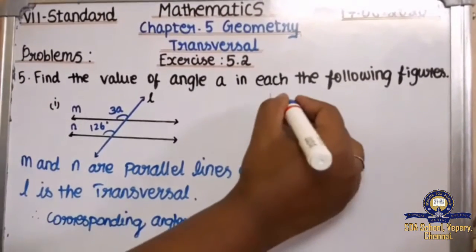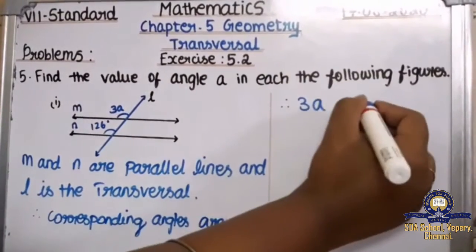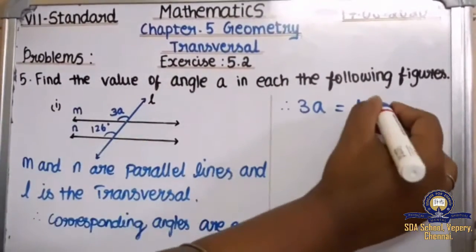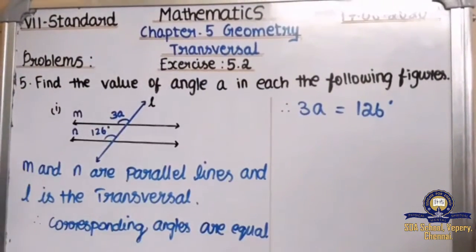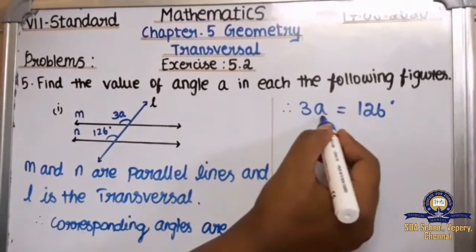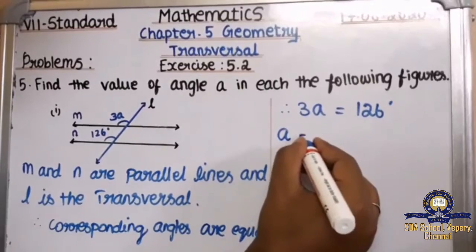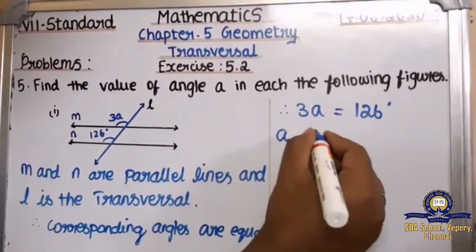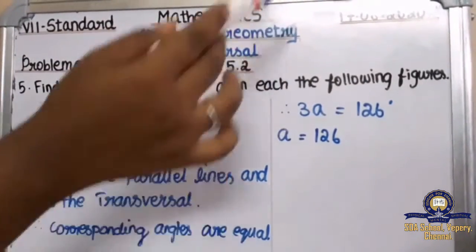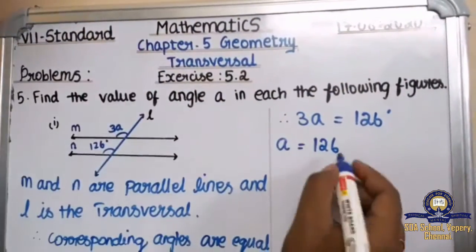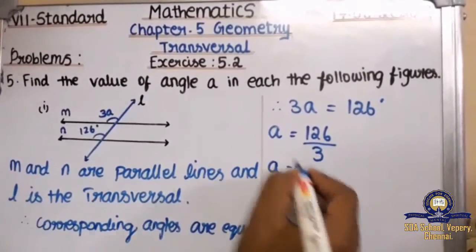Hence, we can write the values like 3A. What is given? 3A is equal to 126 degrees. So, from this, we need to find the value of angle A. So, keep the A on the left-hand side and keep the 126 as it is. Now 3 is in multiplication. When it goes to the other side, it will become divide. Therefore, 126 divided by 3.